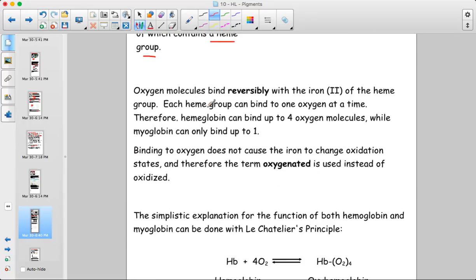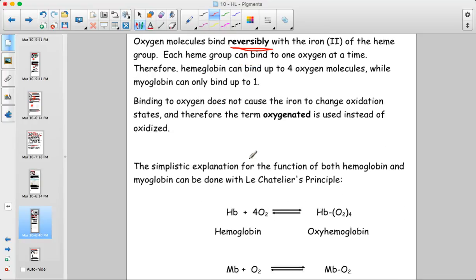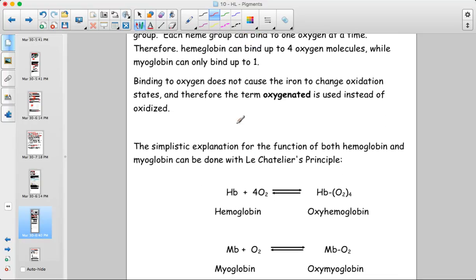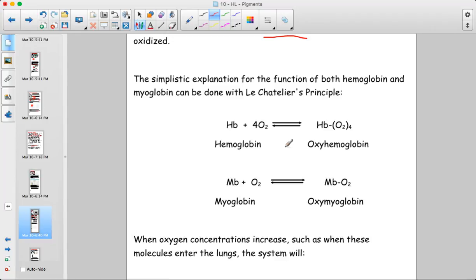So oxygen molecules bind reversibly with the iron 2 in the heme group. So it can bind but also be released. And each heme group can bind to 1 oxygen at a time. So as I said before, hemoglobin can bind 4 and myoglobin 1. It does not cause a change in oxidation state, so they don't say that the iron is oxidized, they say it's oxygenated.